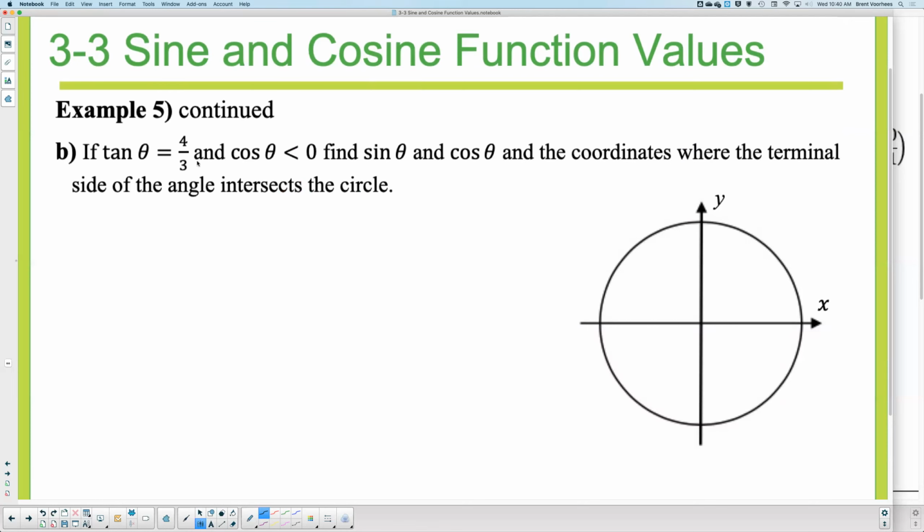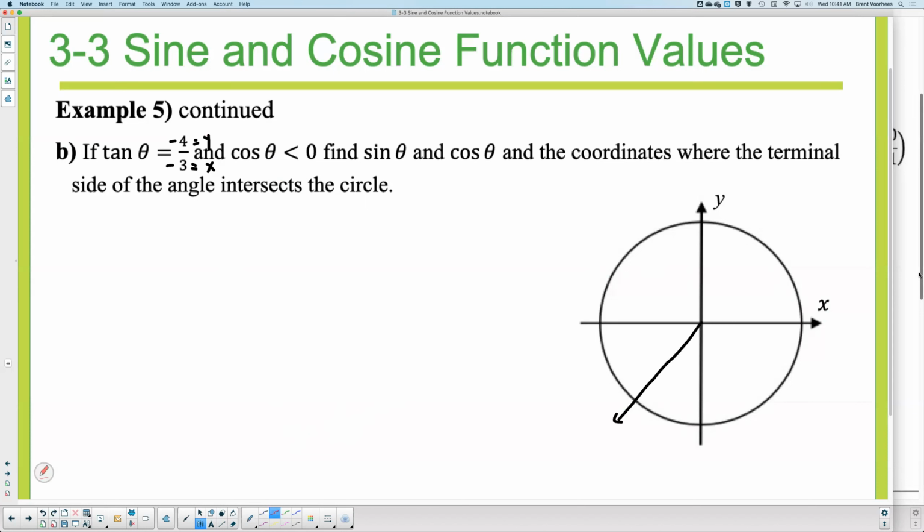It says if tangent is 4 over 3 and cosine is less than 0. Okay, help me out. Sine is y, cos is x, tangent is? Okay, this looks like y is positive 4, x is 3, but we have a problem. It says that cosine is less than 0. What is cosine? X. How can x be positive 3 and also less than 0? Negative. They're both negative.